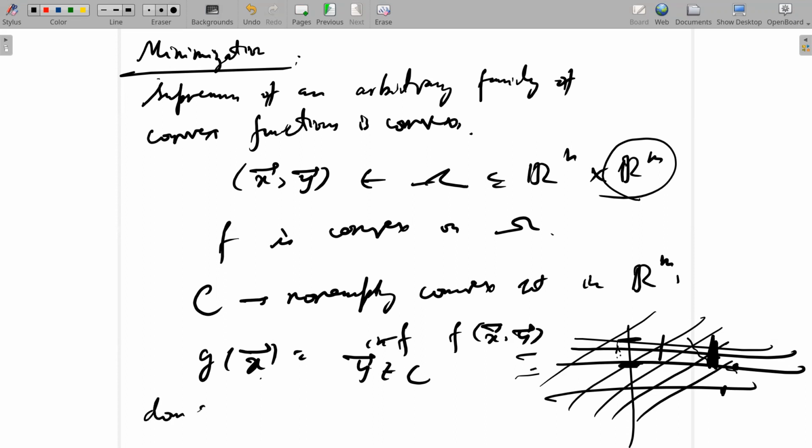So first of all, the domain of g is all those x in R^n such that there is some y such that (x, y) belongs to the domain of f, or omega. Otherwise, the infimum will be over an empty set, so it's not really well defined there.